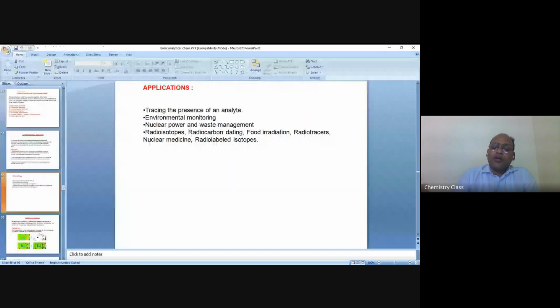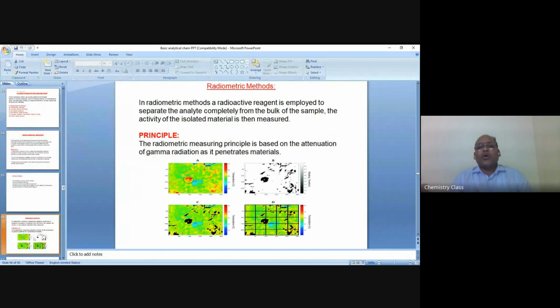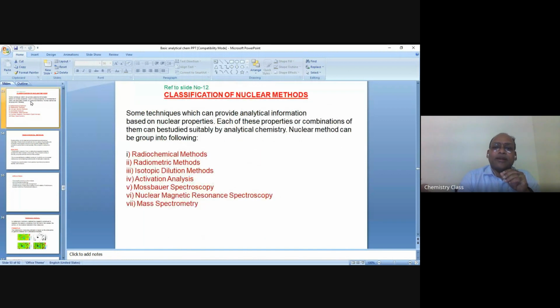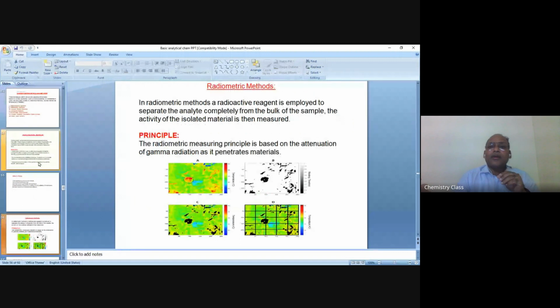Okay. Now we'll come to the next point. The second is radiometric methods. If you go to the radiometric methods, what is that? See the pictures and try to understand what is there. In the radiometric method, a radioactive reagent is employed to separate the analyte completely from the bulk of the sample. The activity of the isolated material is then measured.